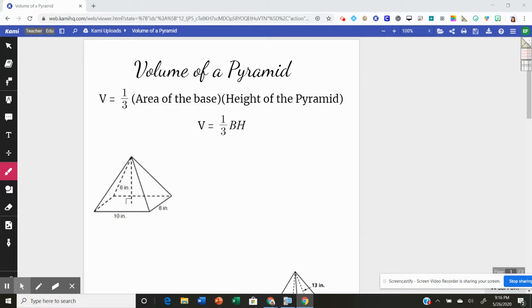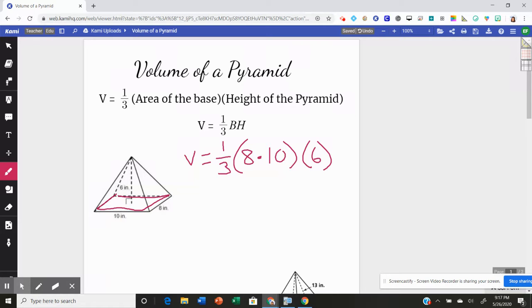So we have our formula. We have our first example. Let's start plugging in. So volume equals 1/3. Our base shape here is a rectangle. It's 8 by 10. So to find the area of the rectangle, it's just going to be 8 times 10. And then the height of the pyramid is going to be 6.